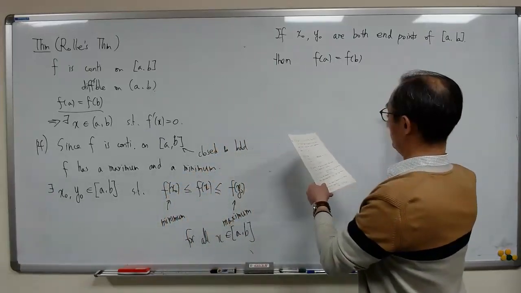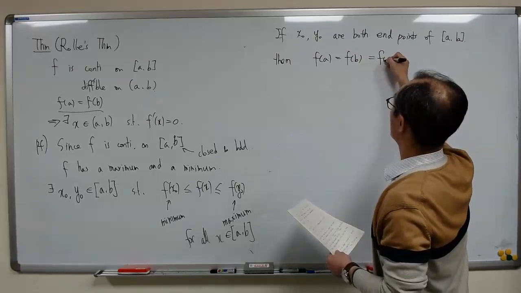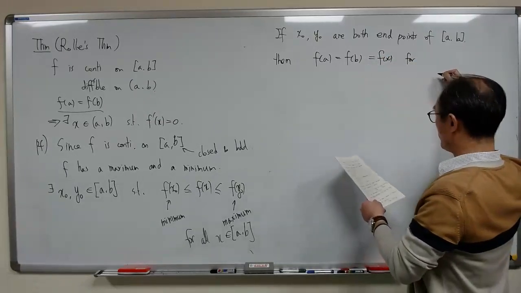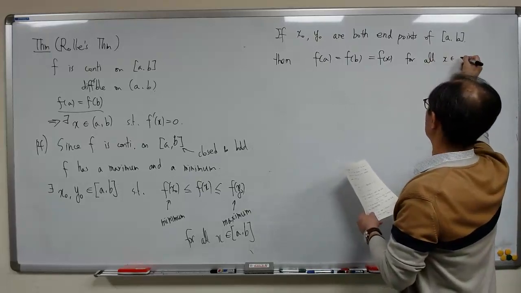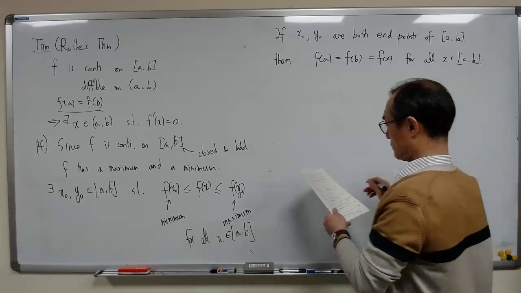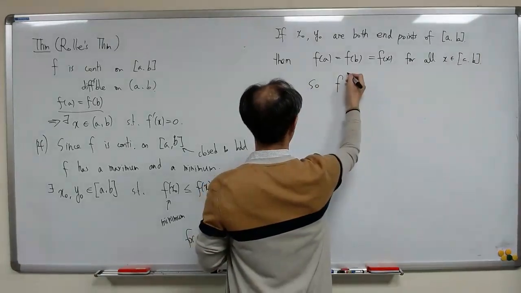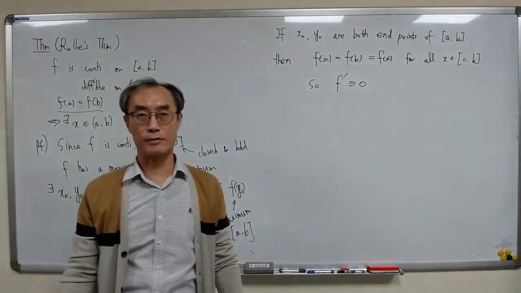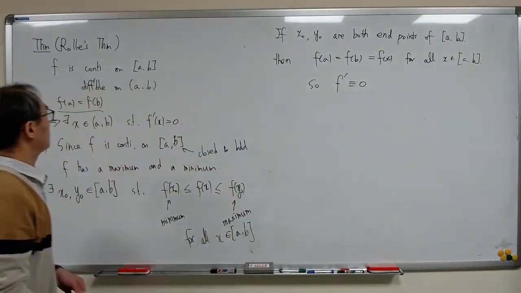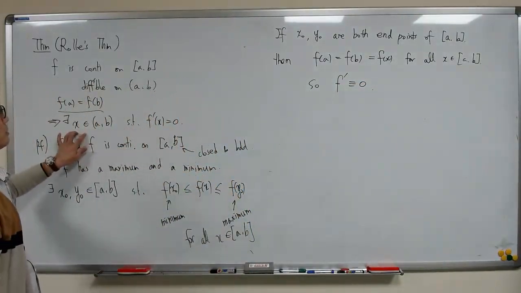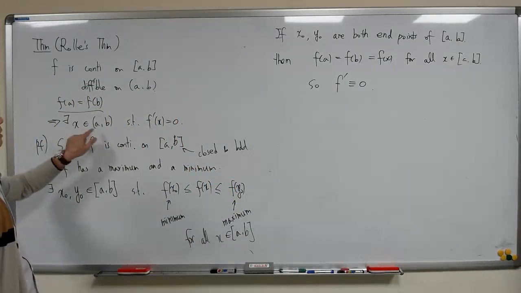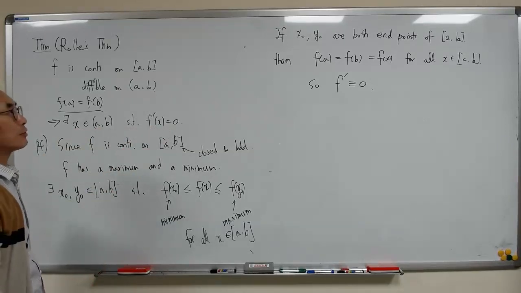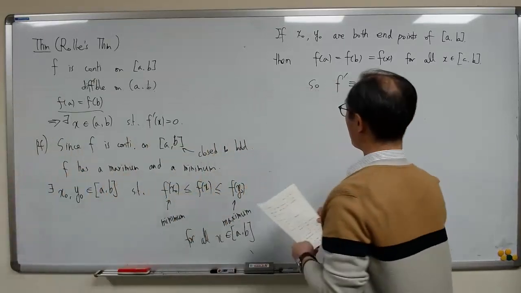Okay, so if that's the case, f of x is the same as the boundary value for all x. So the derivative is identically zero since it is a constant function. Then this conclusion is true. Any point in this open interval, the derivative is zero. So you're done. Okay?